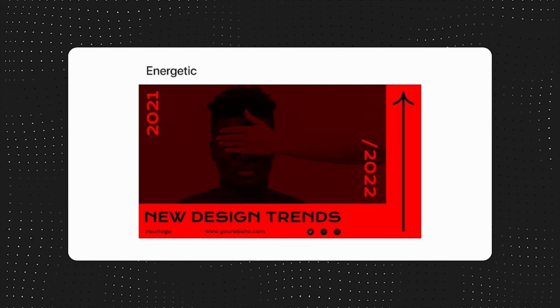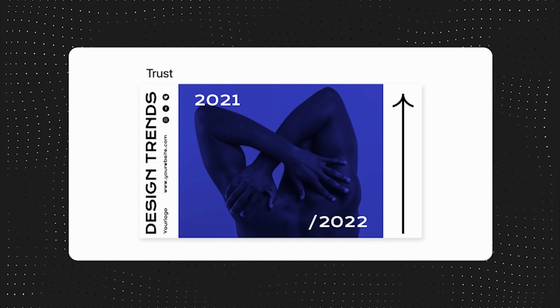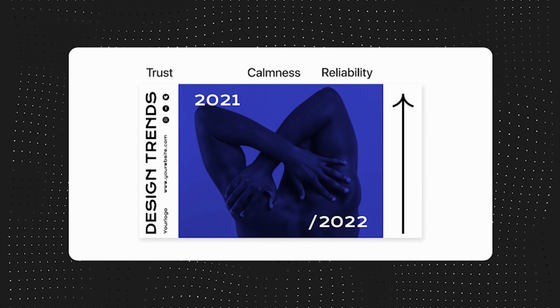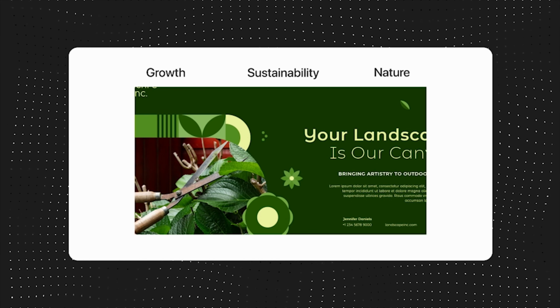Color is very powerful. If you see a design filled with red, it feels energetic, urgent, and attention grabbing, right? So that is why red is used for notifications or for something that grabs attention so easily. With blue as well, it communicates trust, calmness, and reliability. That is why banks and many financial institutions use that as their main color or as their brand color. Then there is green, which often represents growth, sustainability, and nature.